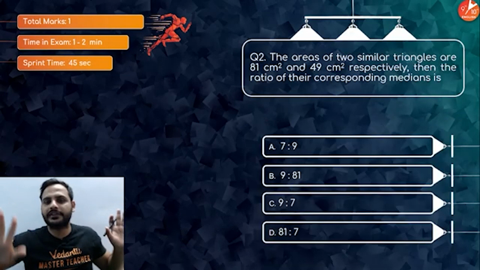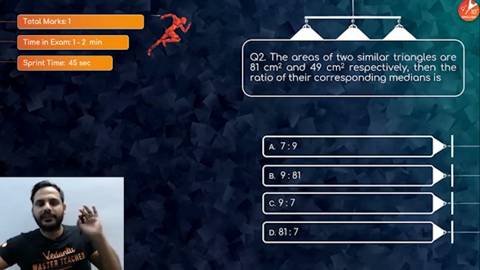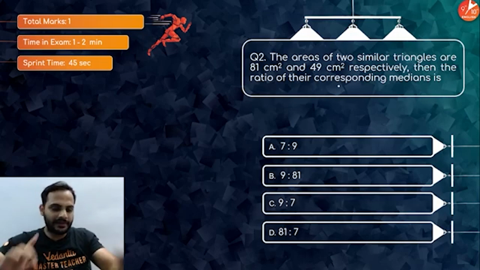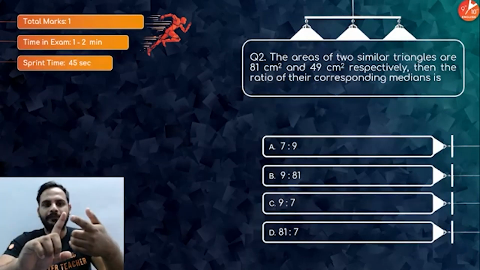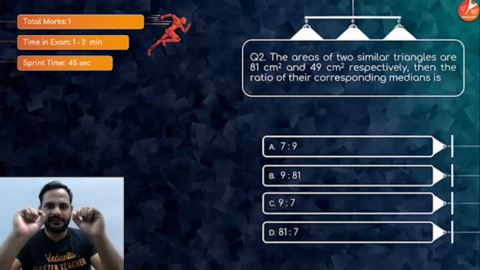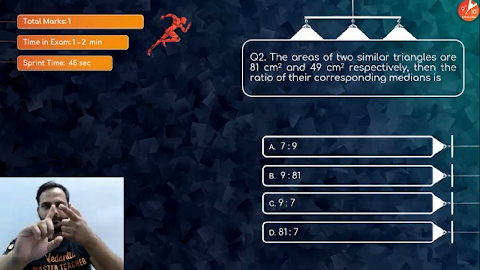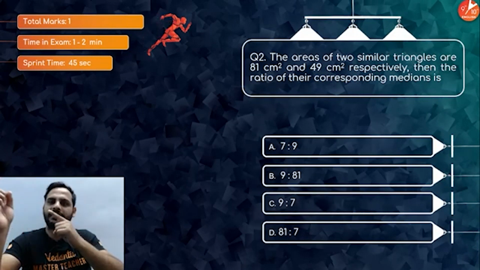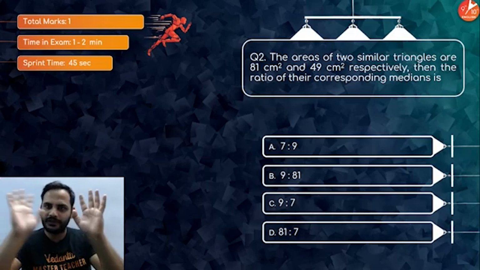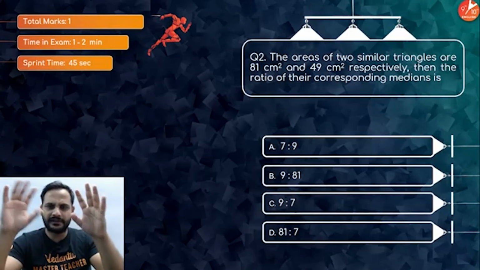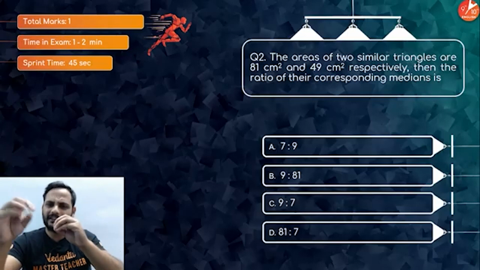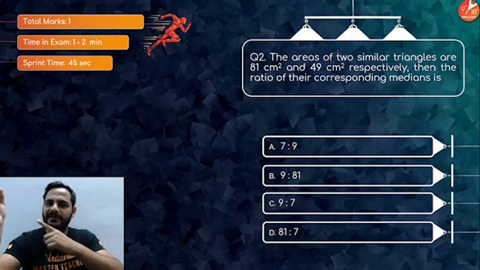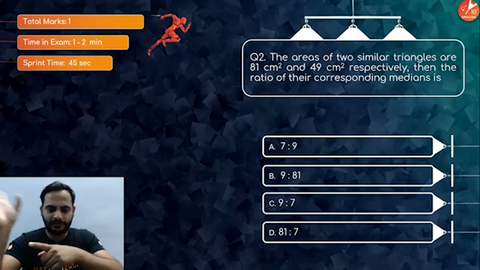Second question. First, solve it. Pause the video over here. Start solving. Areas are given, find the ratio of the corresponding medians. Now I'm telling you one thing. If I talk about two similar triangles, guys, remember, the ratio of the corresponding medians will be same as the ratio of the corresponding sides. Its proof is there in NCERT. One question is given over there. You can take from there.